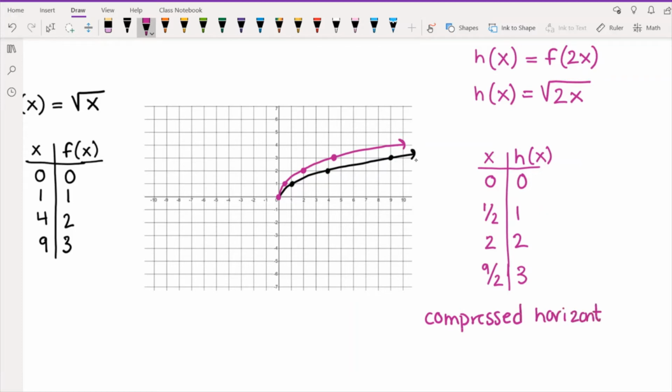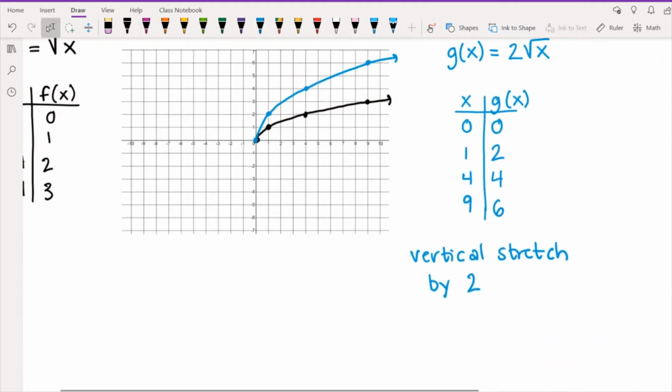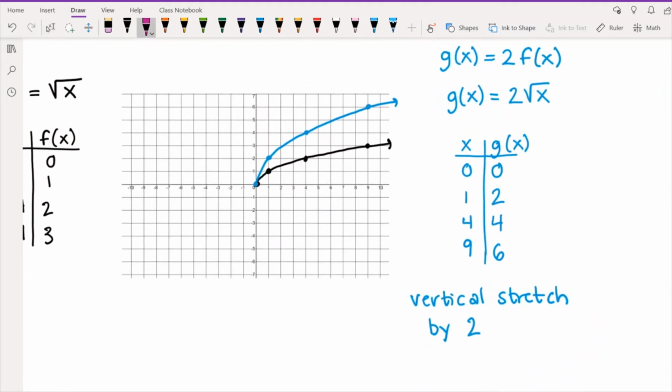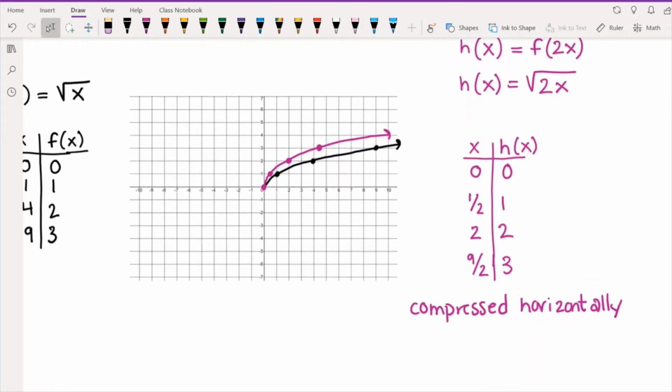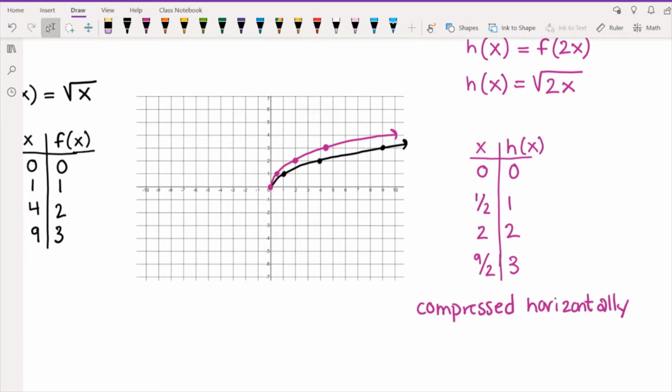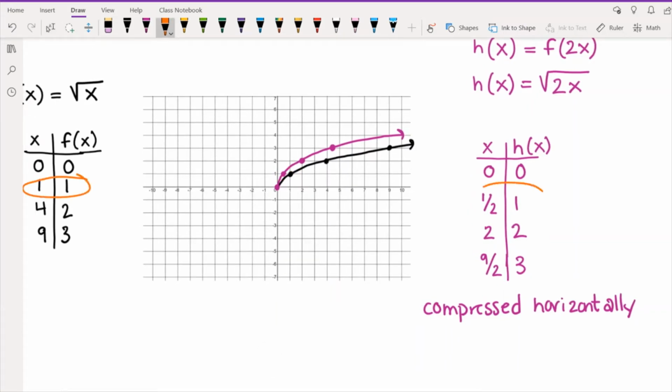Well, in this example, we said it was stretched vertically by 2 because all of the y coordinates were doubled, right? We had, instead of 1, 1, it went to 1, 2. Instead of 4, 2, it went to 4, 4. All the y coordinates were doubled. And so similarly, if we're trying to figure out how to describe this horizontal compression, we can see how the x coordinates compare. If we look at the x coordinates that are at the same height, for example, the original function has an x coordinate of 1, and the new function has an x coordinate of 1/2, right? Looking at this point and this point.